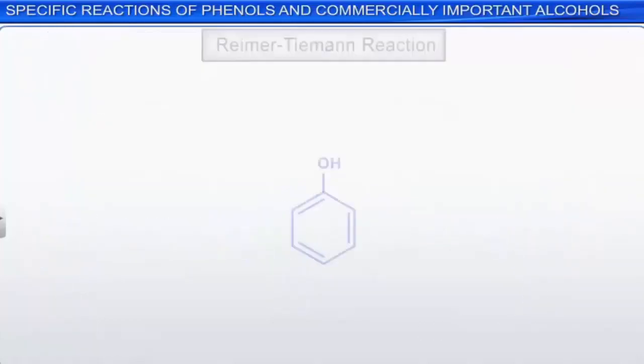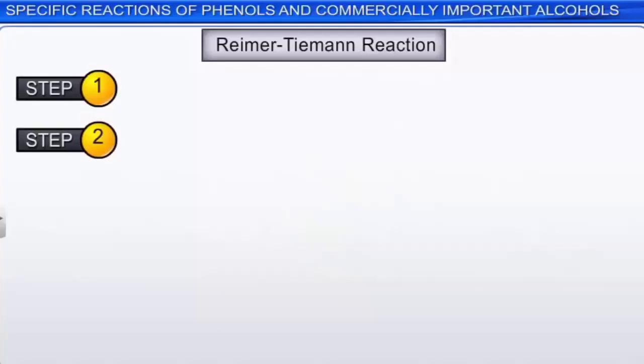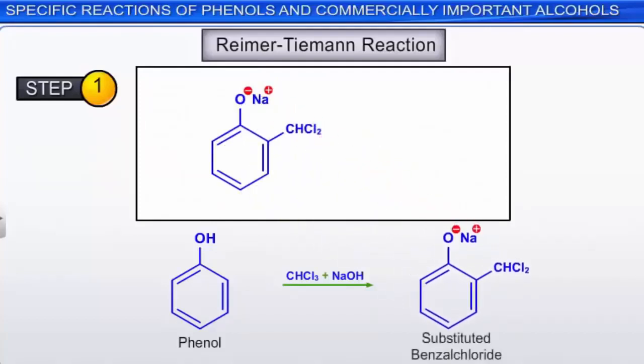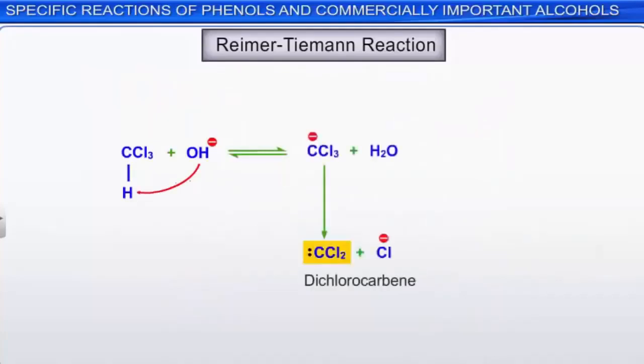Reimer-Tiemann reaction introduces a CHO group at the ortho position of phenol. The Reimer-Tiemann reaction can be thought of as a two-step process. The first step is treatment with chloroform in the presence of sodium hydroxide to form a substituted benzyl chloride intermediate. Note that, in this reaction, chloroform reacts with sodium hydroxide to form dichlorocarbene, which is a neutral electrophile.